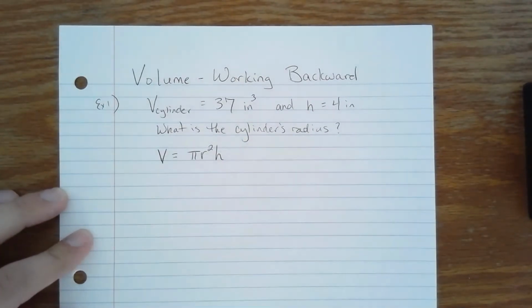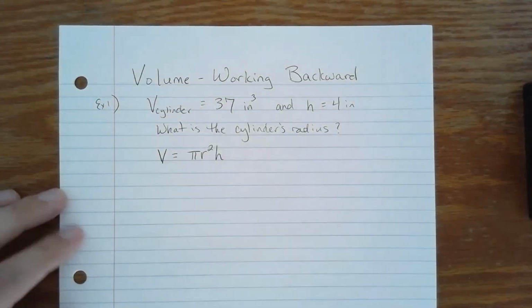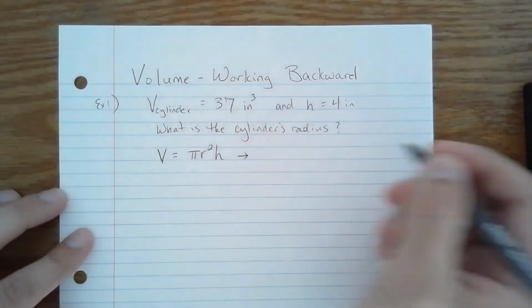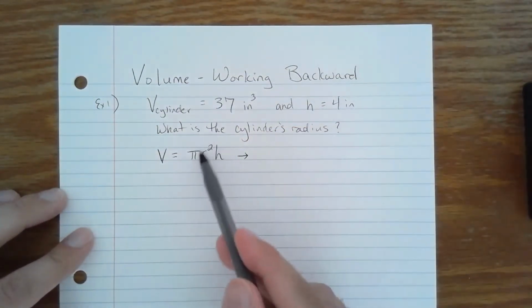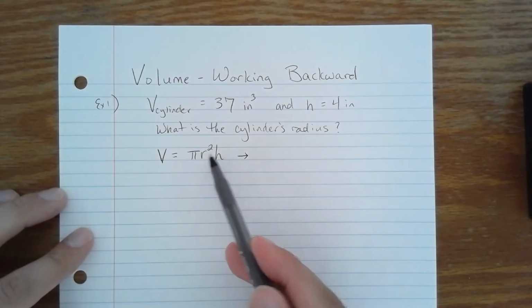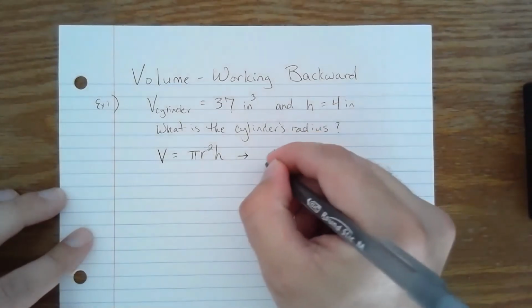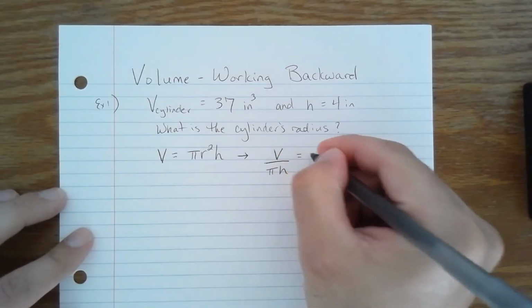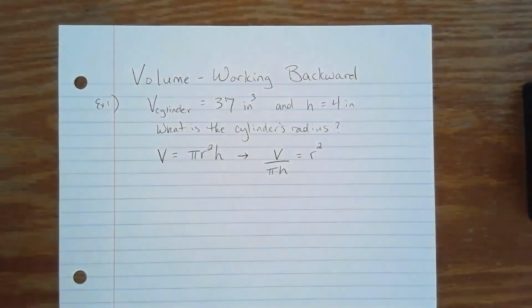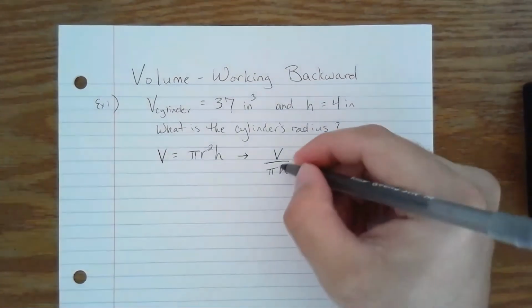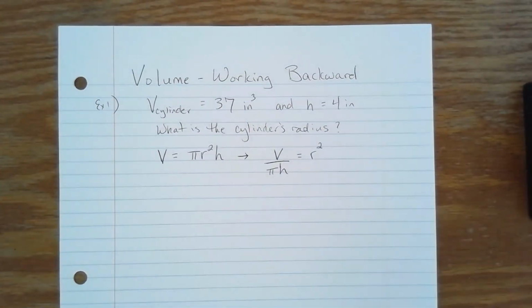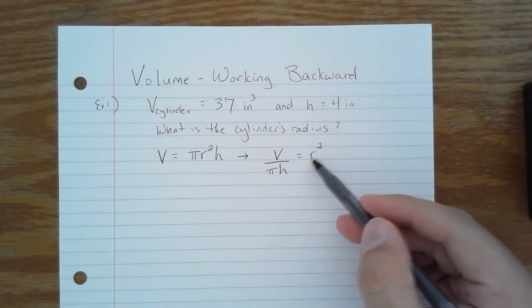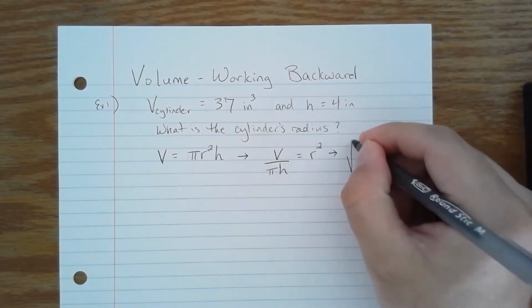And you can do this one of two ways. You could plug in all your values first and then manipulate your problem. Or, in general, you could think about it this way. r squared is being multiplied by h and by pi, so I could divide both sides by pi times h. And I'd find out that r squared equals the volume divided by pi times h. And I know that if I have something squared and I want to find its original version, so instead of r squared I want just r, I could take the square root of both sides.